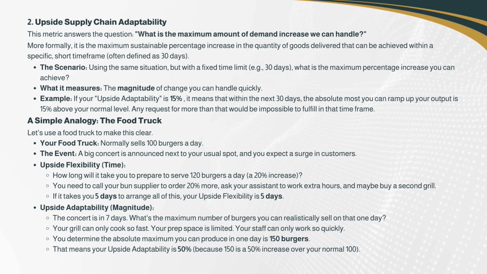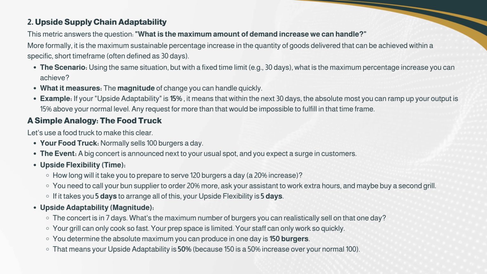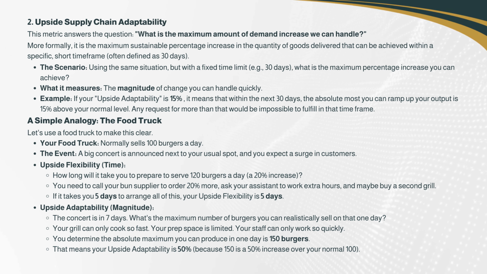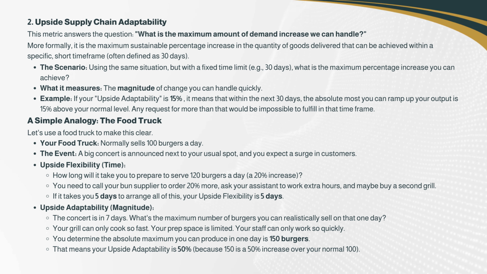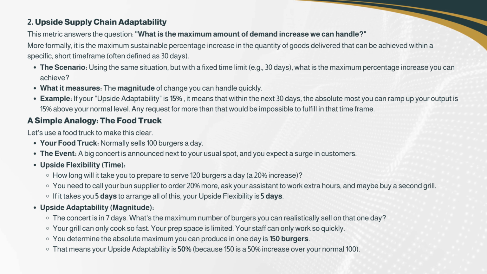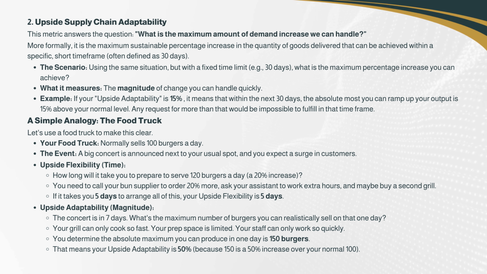Upside adaptability, magnitude: the concert is in 7 days. What's the maximum number of burgers you can realistically sell on that one day? Your grill can only cook so fast. Your prep space is limited. Your staff can only work so quickly. You determine the absolute maximum you can produce in one day is 150 burgers. That means your upside adaptability is 50%, because 150 is a 50% increase over your normal 100.